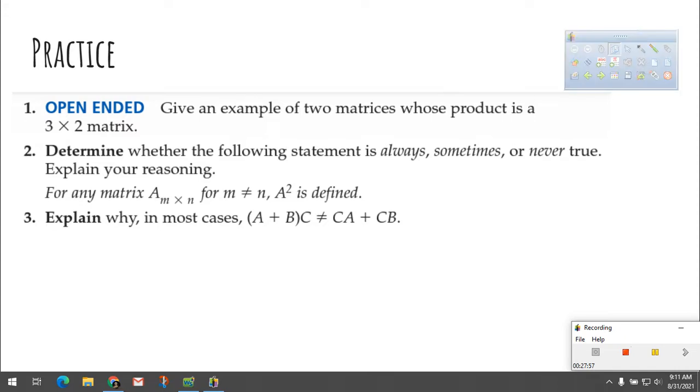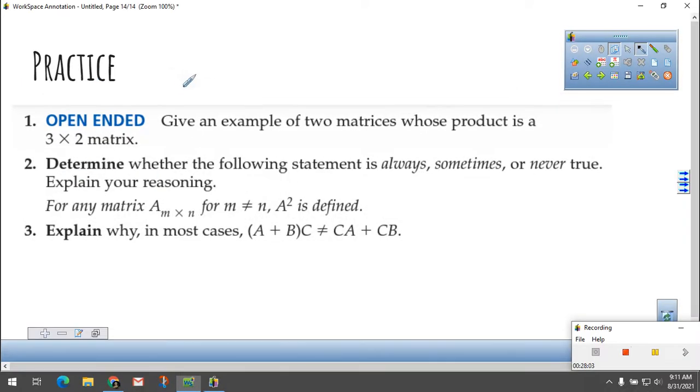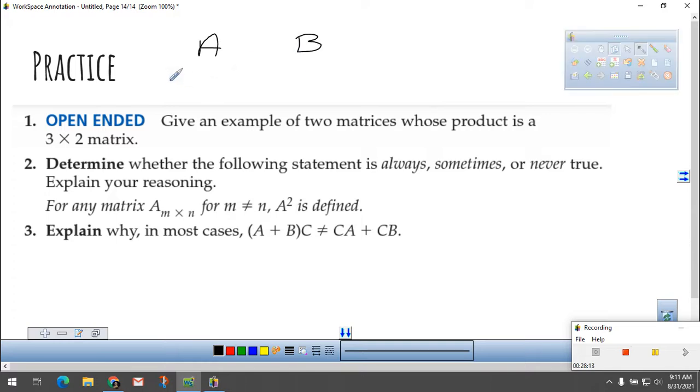Well, clearly you can come up with any set of matrices that will work as long as whatever matrix A is, its columns have to equal the rows in matrix B. So like you could have a 3 by 5 matrix, and B could be a 5 by 2. As long as these two inner numbers match, then your product is going to be the dimensions of the outside numbers. So there's a 3. So basically what's circled can be any number you want, and then they have to match, and then the two outer numbers have to be 3 and 2.